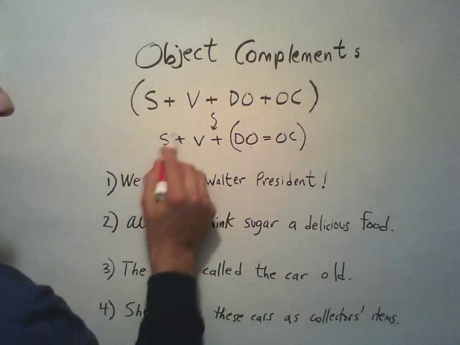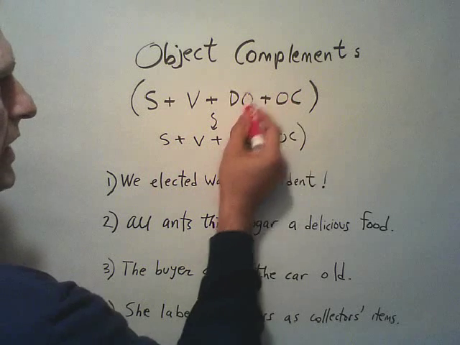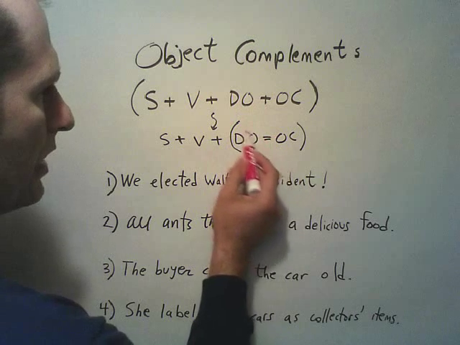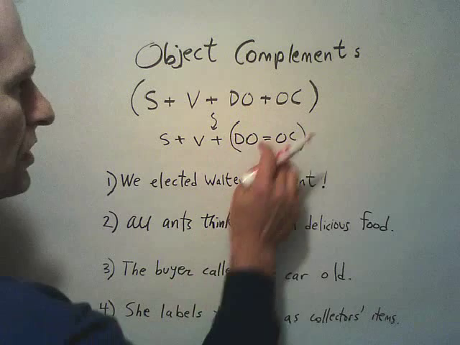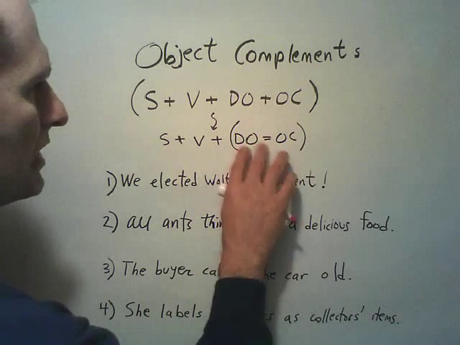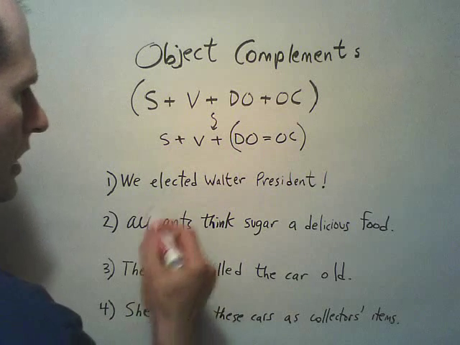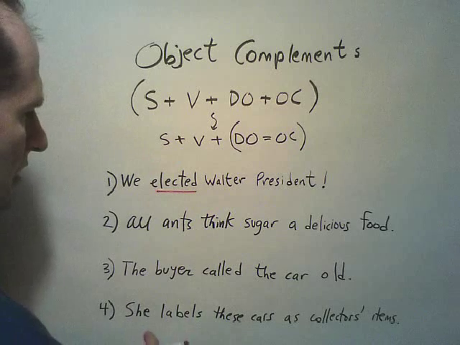Alright, so it's subject, verb, and I'm saying that the object complement completes the identity of the direct object, so there's an equal sign happening here. Direct object equals object complement. So you need to be able to see in the meaning of the sentence that this one is being equated to that, these two. Now, elected here is the verb for our sample sentences.